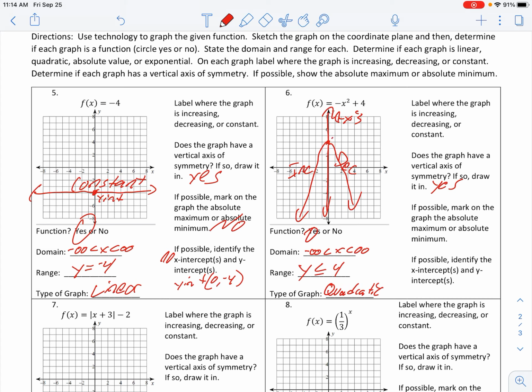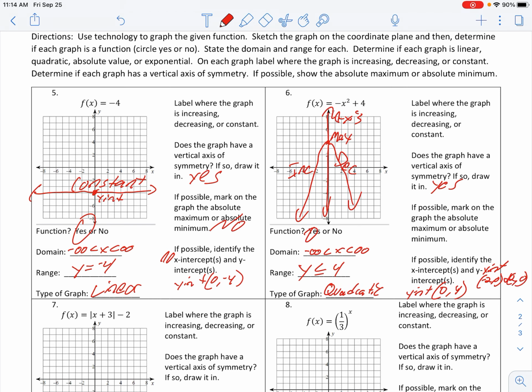It does have a maximum, we said. And if possible, identify y and x-intercept. It has a y-intercept on the y-axis at 0, 4. Y-intercept is where it's touching the y-axis. It's touching up here at 0, 4. And it has an x-intercept at 2 locations, -2, 0, and 2, 0.